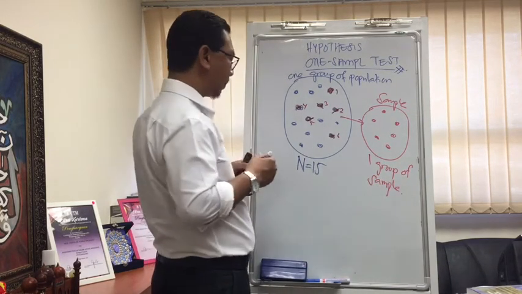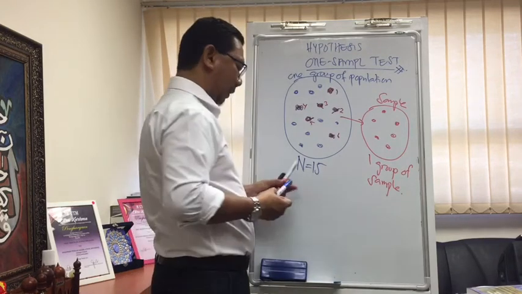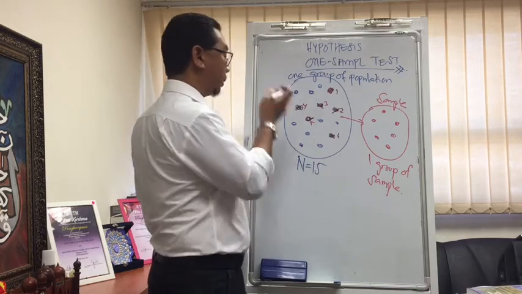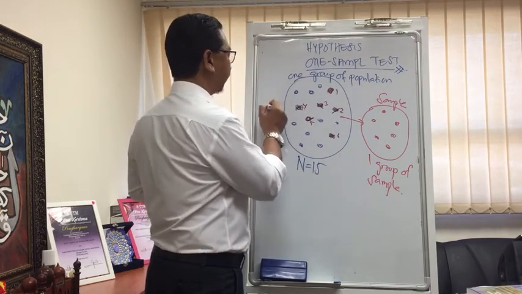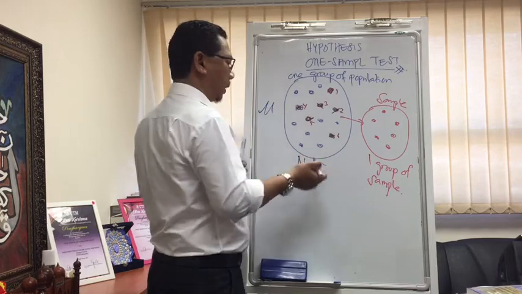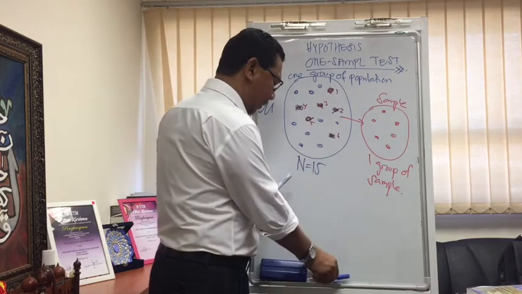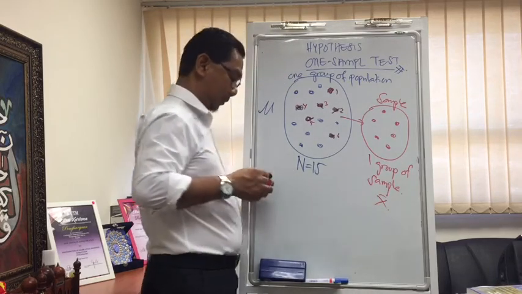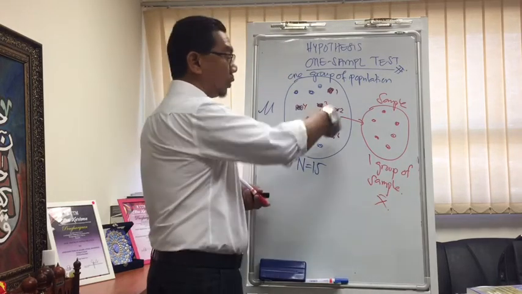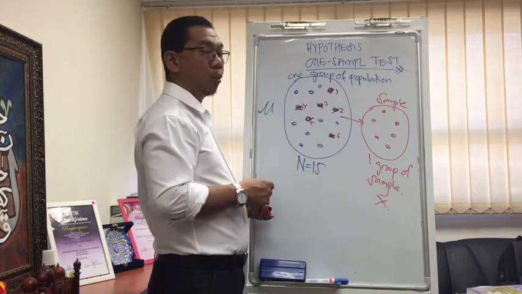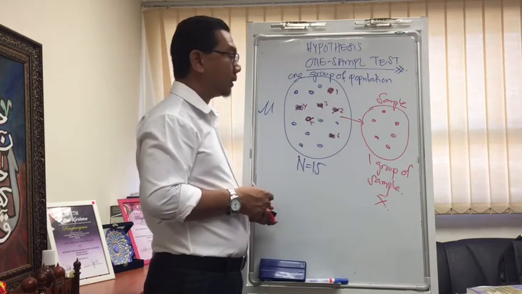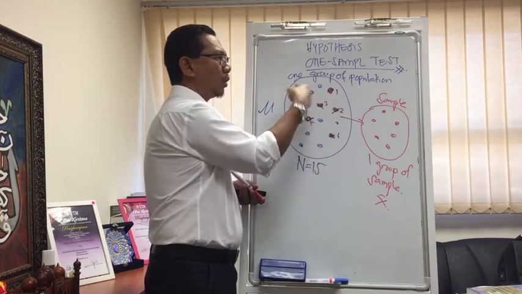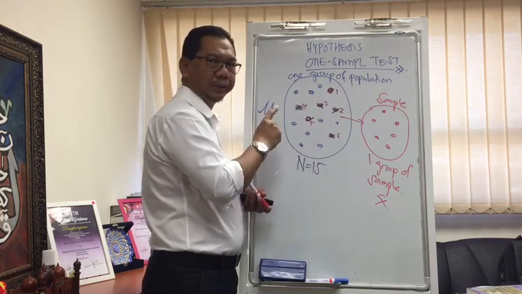Here, if we calculate the mean, we have the population mean. And here, if we calculate the mean, we have the sample mean later on. So this is the reason why we call it one sample test: a group of one sample taken from one group of population.